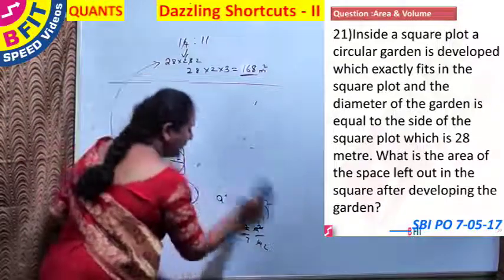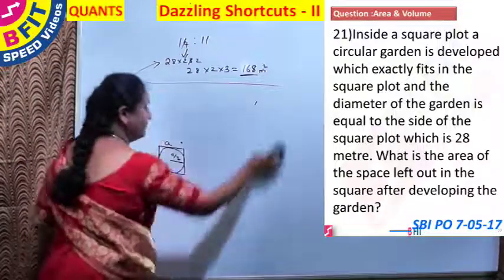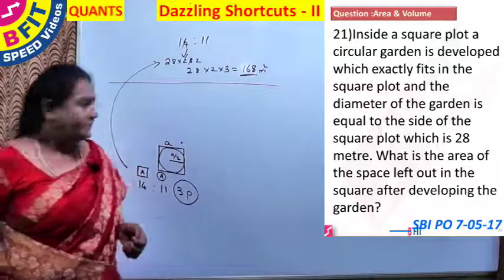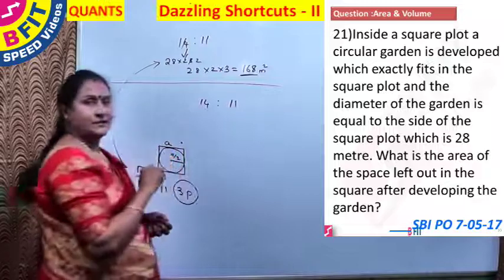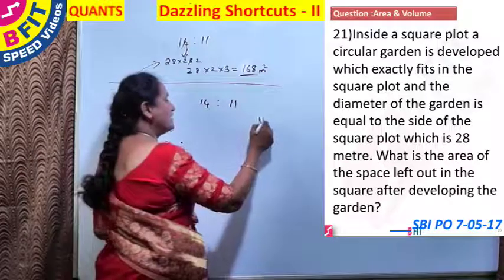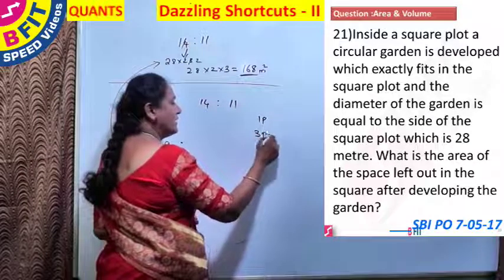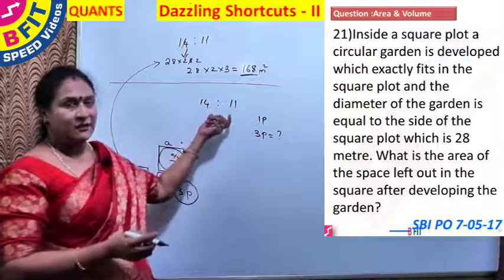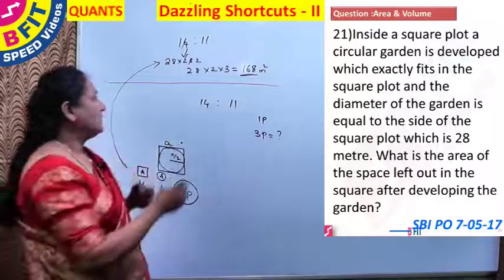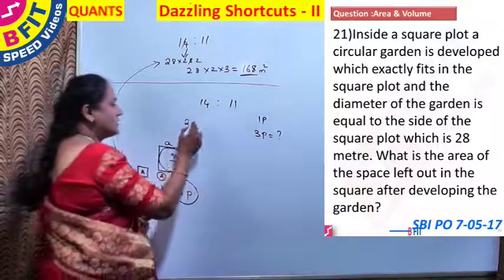And now without finding all these areas, the square area is 14 parts, the circle area is 11 parts. So when you find this one part, you can find 3 parts, which is the required area. So 3 parts is the in between area of square and circle. The side of the square is given as 28.